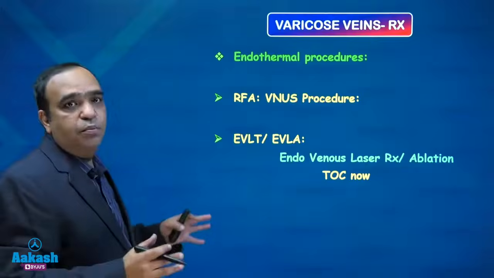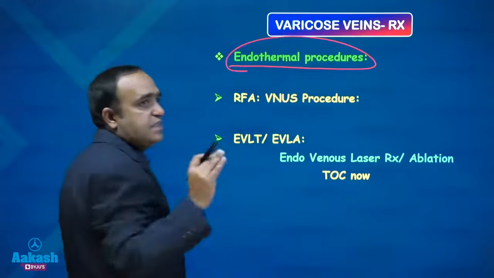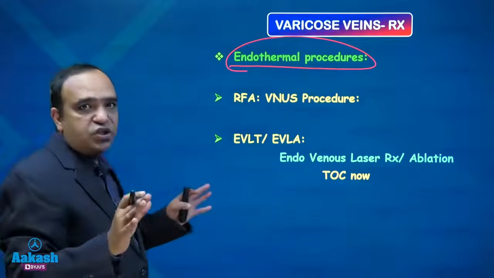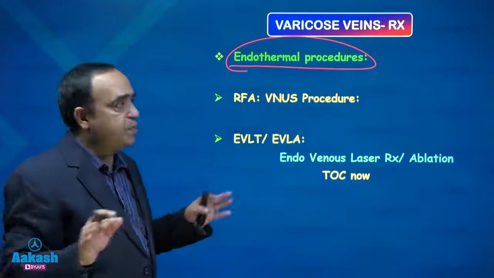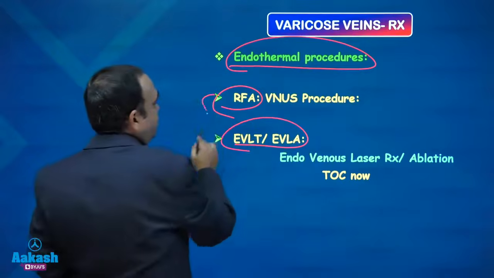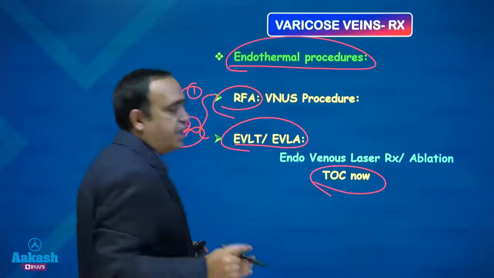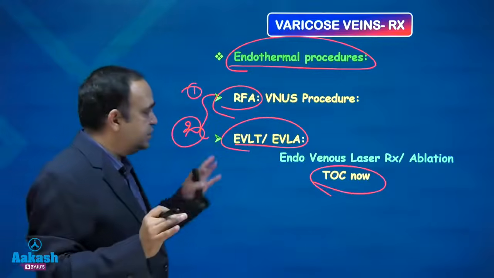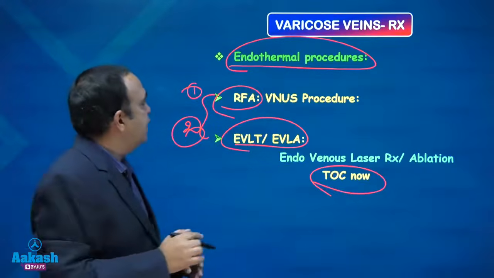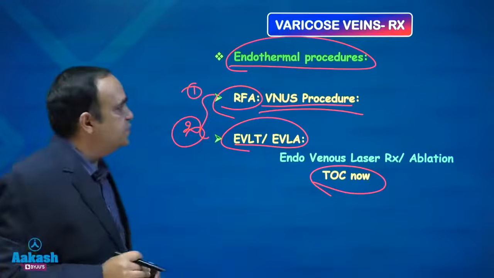Now this is the most important, right? Endothermal, the latest techniques, right? No surgery, no major surgery, no stripping is required, right? Radio frequency and laser, these are the two techniques. Laser is the latest and it is the treatment of choice. Another important question, right? So radio frequency ablation, also called venous closure or venous procedure.